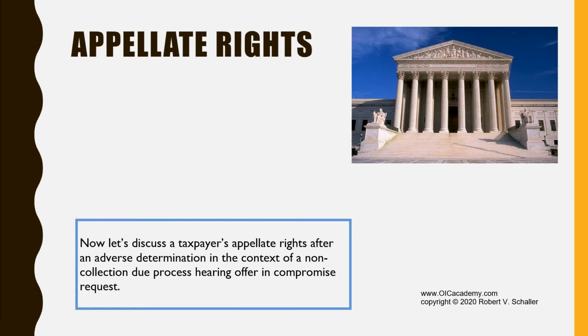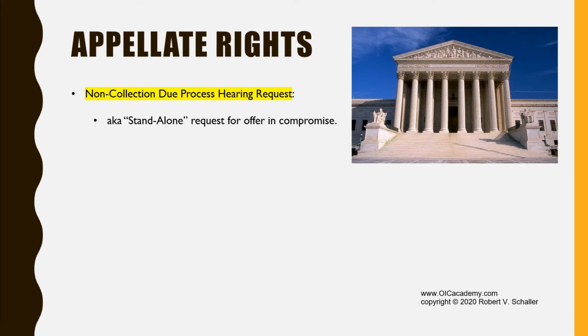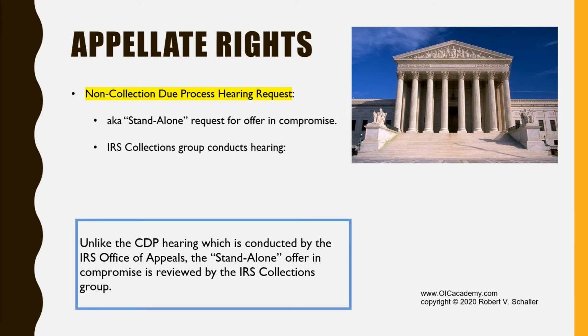Now let's discuss a taxpayer's appellate rights after an adverse determination in the context of a non-collection due process hearing offer in compromise request. This type of request is also known as a standalone request for an offer in compromise. Unlike the CDP hearing, which is conducted by the IRS Office of Appeals, the standalone offer in compromise is reviewed by the IRS Collections Group.